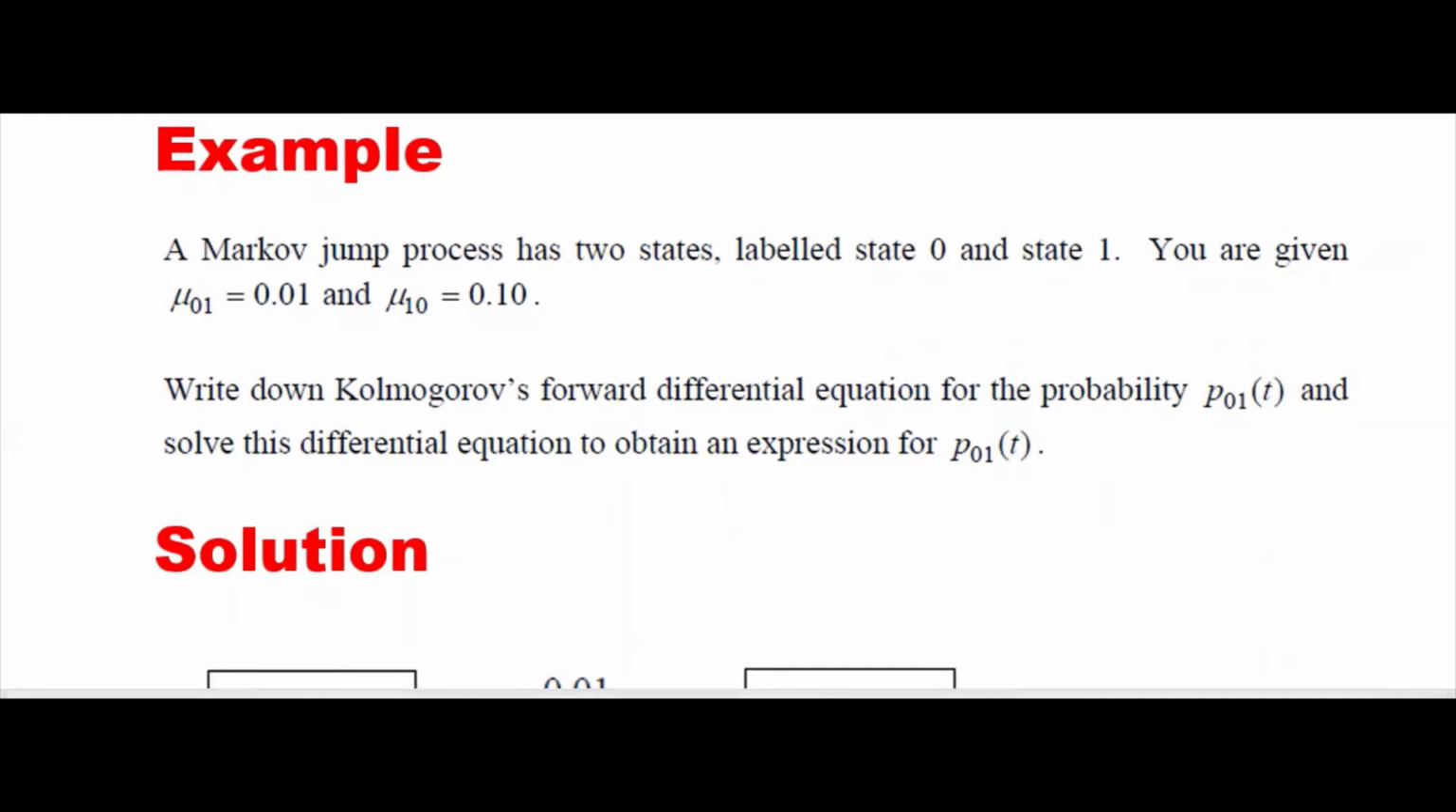A Markov jump process has two states labeled 0 and 1. Suppose state 0 is working in the company, and state 1 is not working in the company anymore. These are the two states. You consider any company, and a particular employee working in this company.